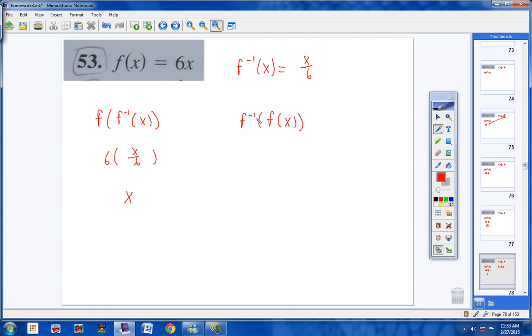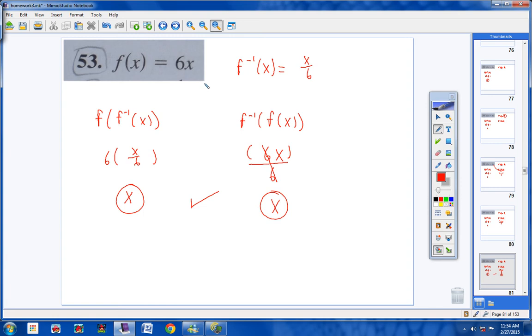So I take my f inverse function, x over 6, and where the x is, I put a really big parentheses. Then I pick up my f function, which is 6 plus x, and I put it right here into the parentheses. Then I simplify, and I get x. So yes, that totally checks, okay? You should get x out for both compositions if these functions are truly inverses of each other.